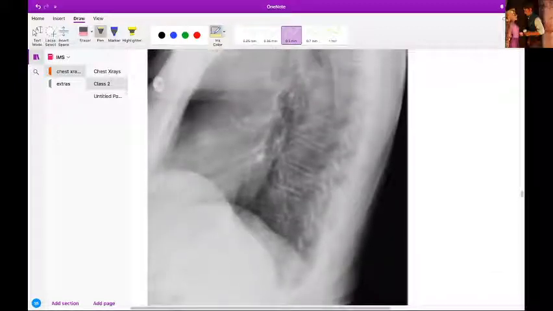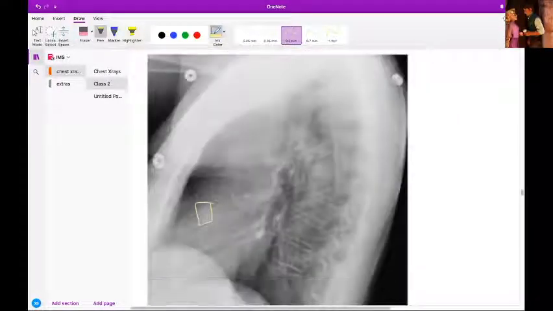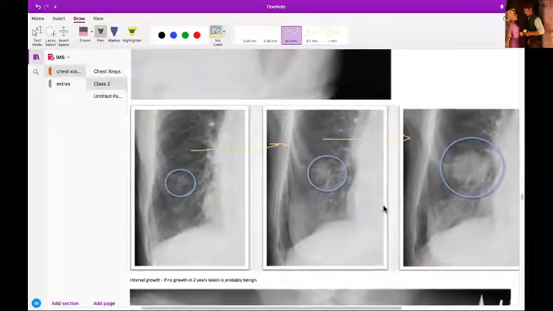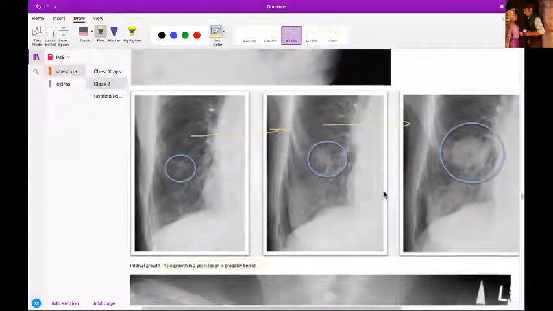I don't know why I put this up, we'll just skip this one also. I'll tell you guys about it later. So this is the interval growth. They saw a solitary pulmonary nodule in the beginning, so they just followed it along and saw it grow. So if it's growing like this over the course of a year, then it's more likely malignant. But if there is no growth in 2 years, meaning it's the same in 2 years, then it's most probably benign.